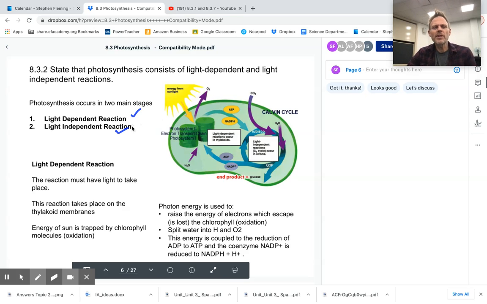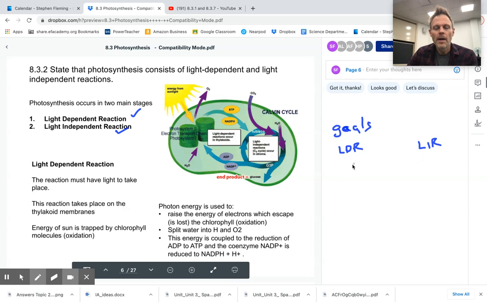So I'm just going to talk about the goals of the two reactions, the outcomes, like why do we have these two reactions? So goals. So the light-dependent reaction, we abbreviate as LDR. And the light-independent reaction, we abbreviate as LIR. That's how they do it.